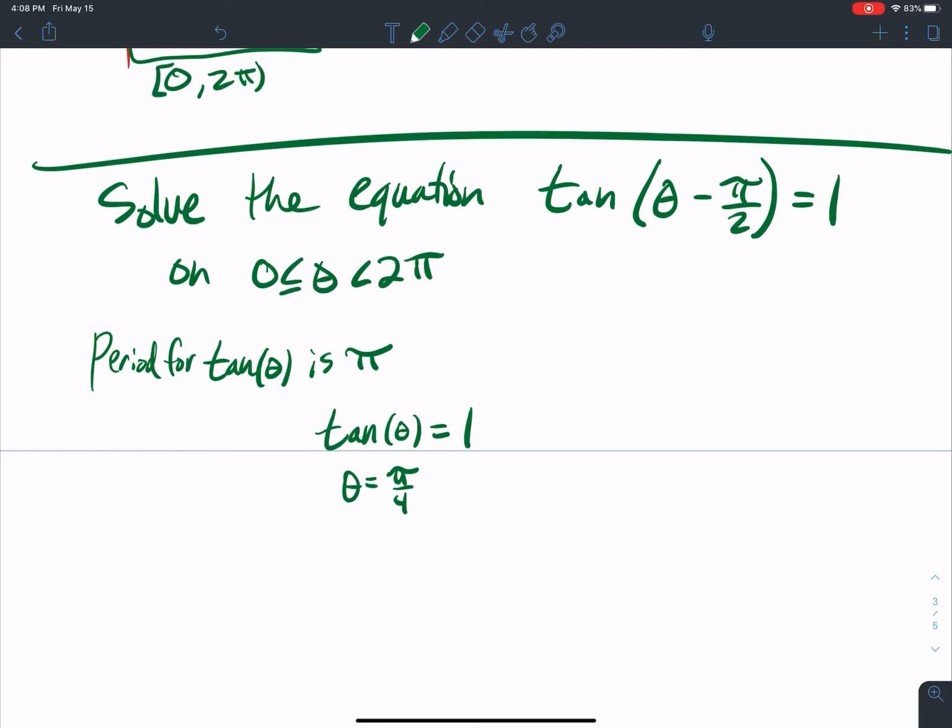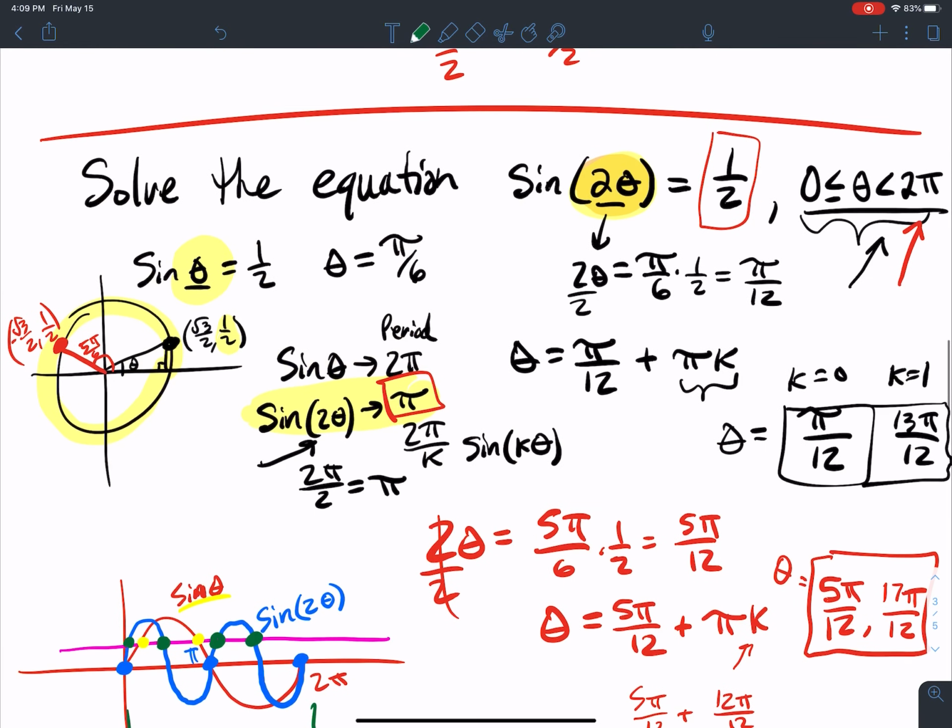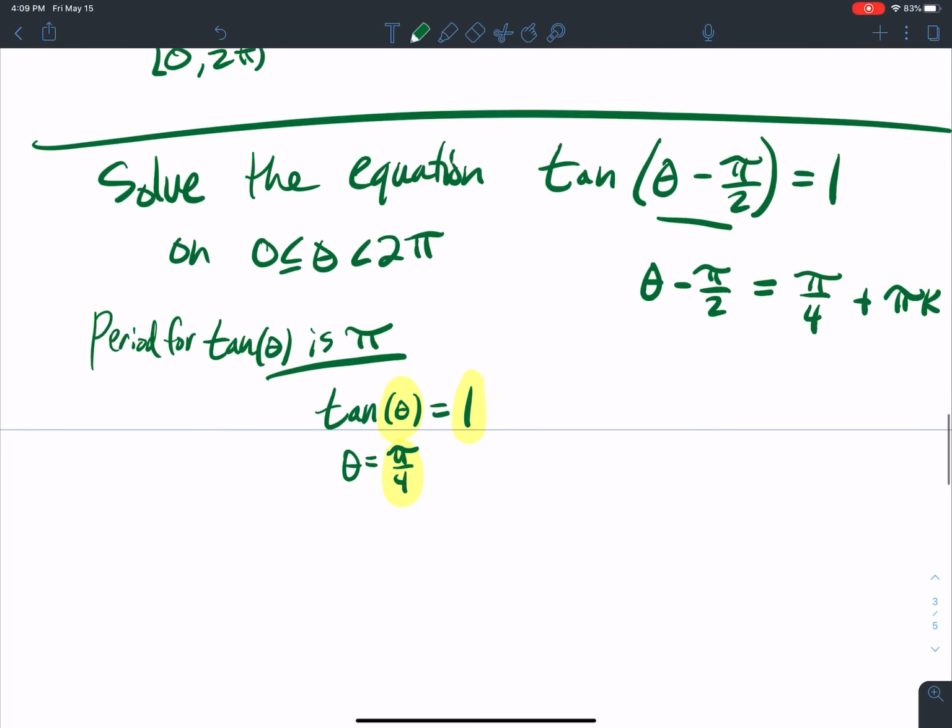So because the argument is theta minus pi over 2, I'm going to write my equation as theta minus pi over 2 equal to, well, what theta gets me 1? Theta equal to pi over 4. So pi over 4, okay? And since my period is pi, then I add pi k, just like I had my pi k here for all the solutions, right? So to solve for theta, I'm going to add pi over 2, add pi over 2.